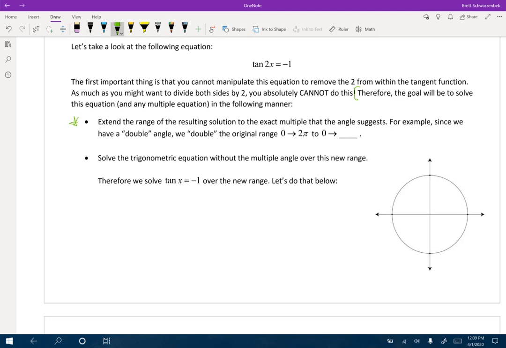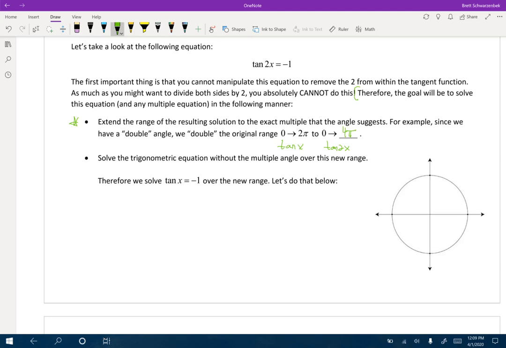First thing you do is extend the range of the resulting solution to the exact multiple that the angle suggests. For example, since we have a double angle, we double the original range. So what was the range of values? Well, for tangent x, it was from 0 to 2 pi. So for tangent 2x, we're going to go from 0 to double 2 pi, which is 4 pi. Okay, that's the first setup.